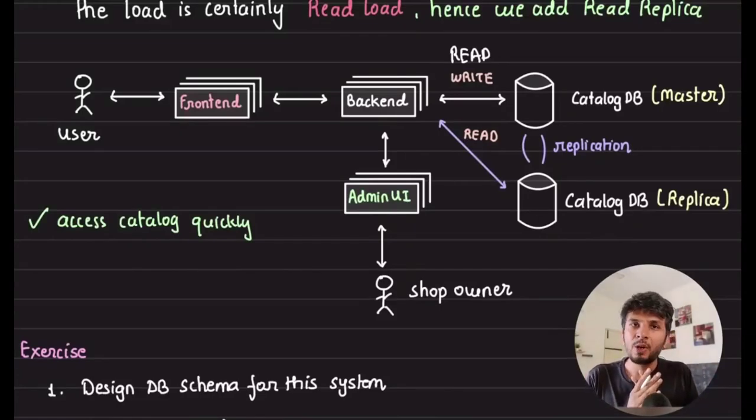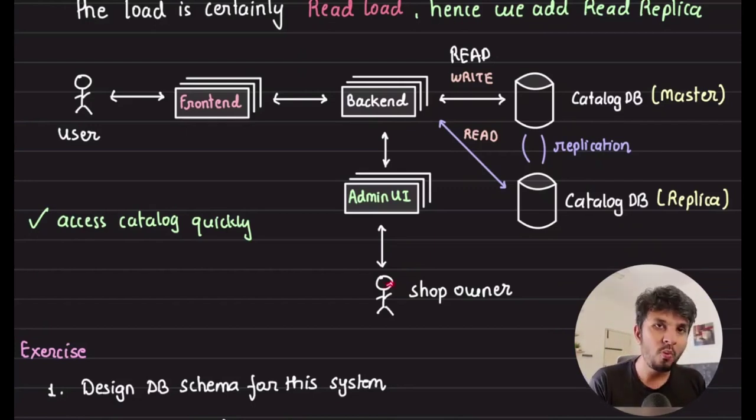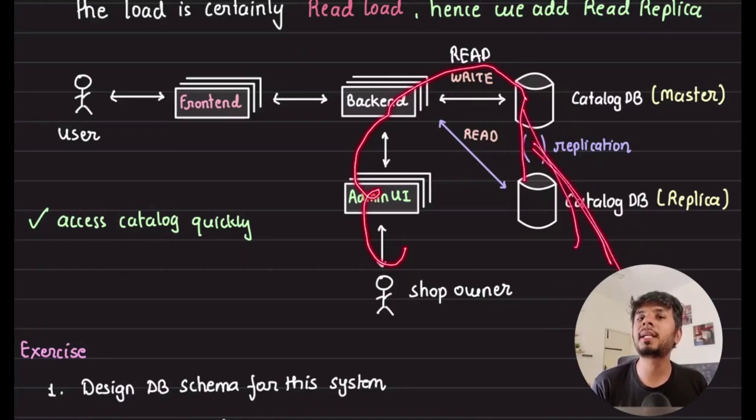Okay, now you would have spotted something. If I'm getting a large amount of reads, can I not add cache over here? You very well can. There is nothing wrong in adding cache. But what I chose to do over here is go with a multiple read replica setup, because caching is a common way to do things. Here I'm going with read replica. Why? Because whenever the shop owner writes via the admin UI, the writes happen on the master database, and they would be immediately replicated to all the databases out there.